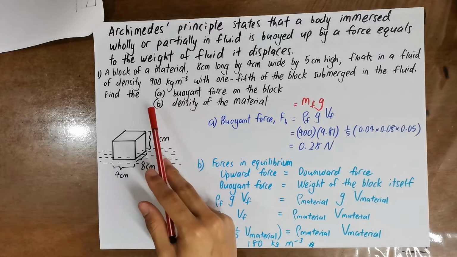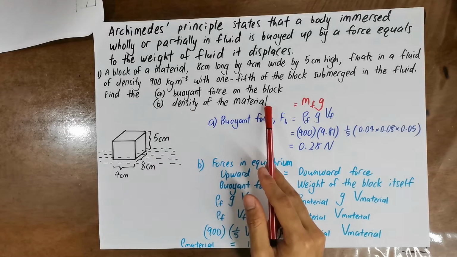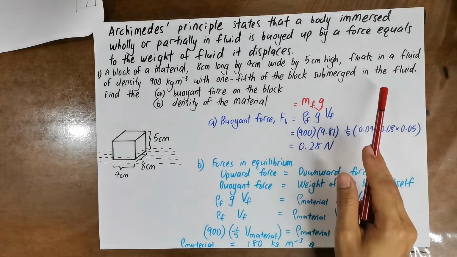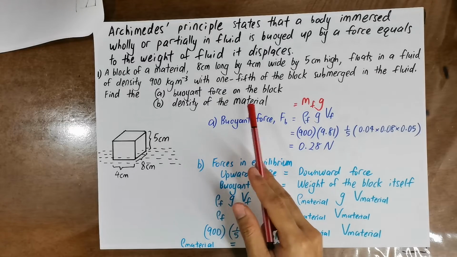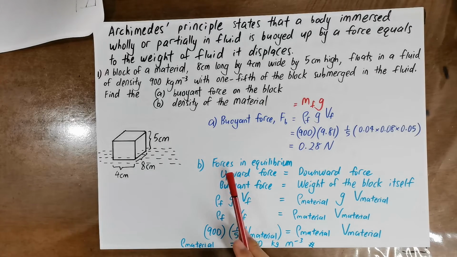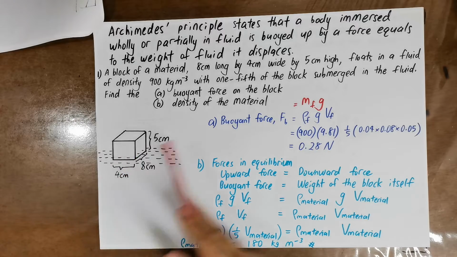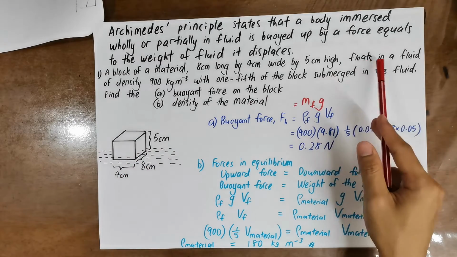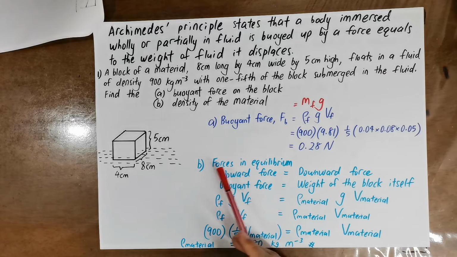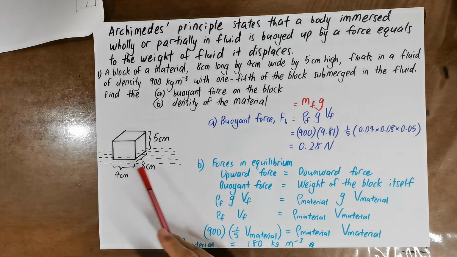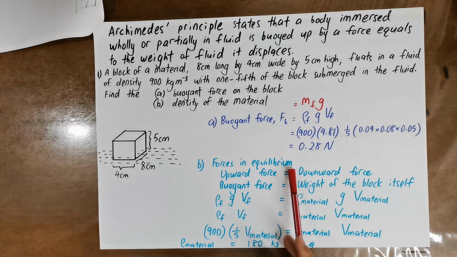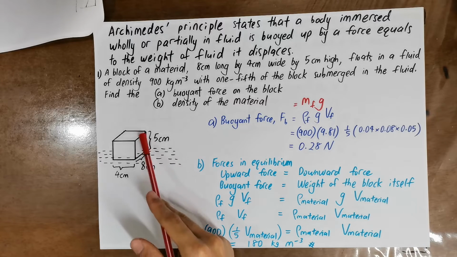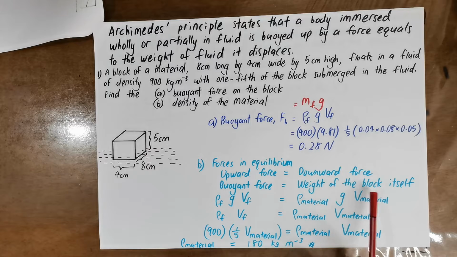Then please find the density of the material. Now you only know the density of the fluid, but you do not know the density of the material yet. When it floats in the fluid, this is a case of forces in equilibrium. So the upward force is equal to the downward force. The upward force is your buoyant force, and the downward force is the weight of the block itself.